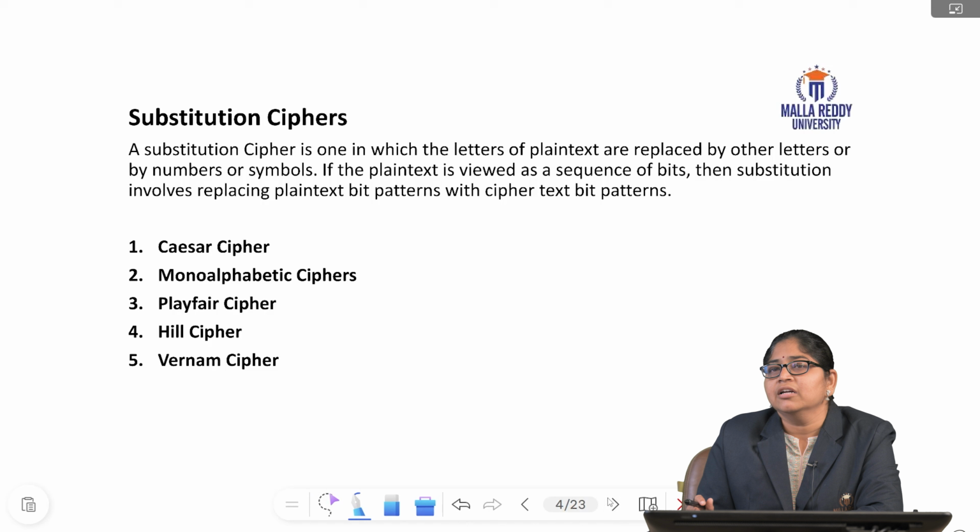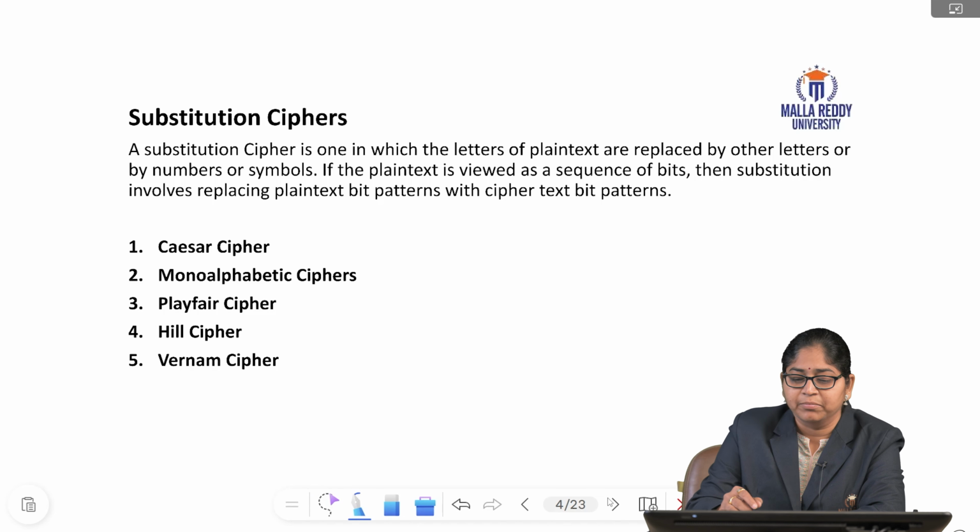Now we will see different substitution ciphers in cryptography. First, the definition of substitution cipher. A substitution cipher is a cryptographic technique where the letters in plaintext are replaced by other letters or numbers or symbols. Different substitution ciphers are available. Those are Caesar cipher, Monoalphabetic cipher, Playfair cipher, Hill cipher as well as Vernam cipher. Let us understand the ciphers one by one with the help of examples.